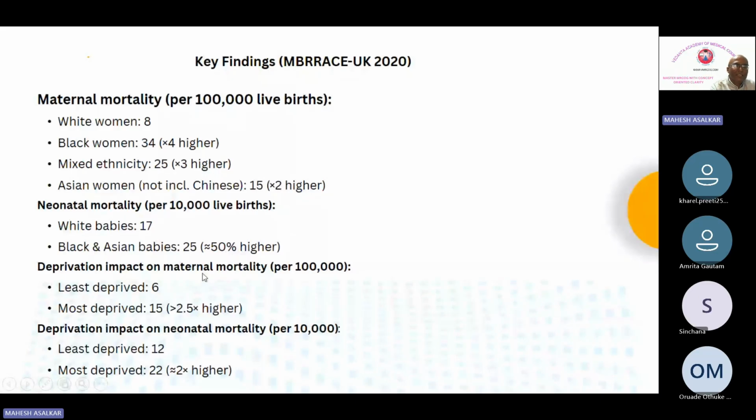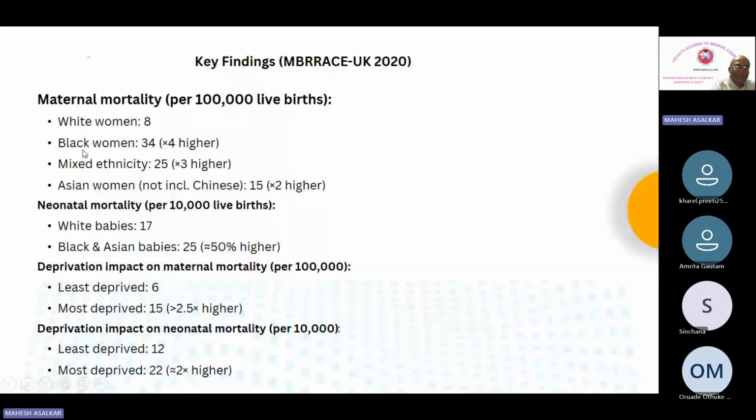Then if the women are deprived of health facilities, if they are from the deprived category, what is the maternal mortality? Least deprived will have 6 per 1 lakh, and most deprived will have 15 per 1 lakh. That is 2.5 times higher. Then deprivation impact on neonatal mortality: least deprived are around 12, and most deprived are around 22. So these are the figures they ask about.